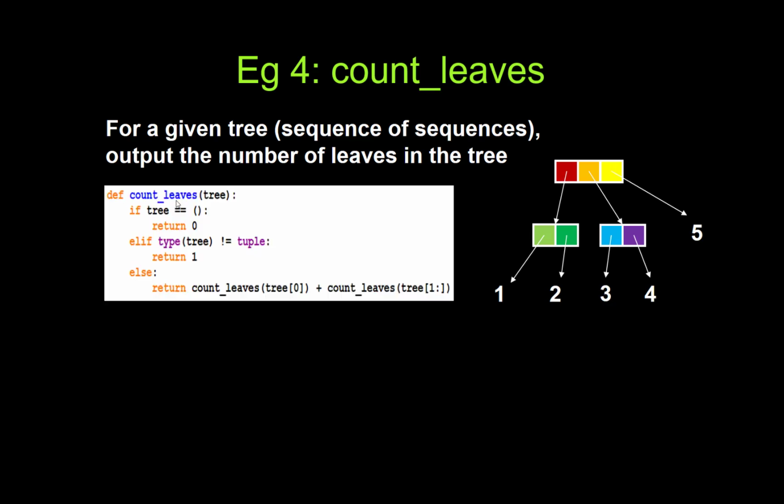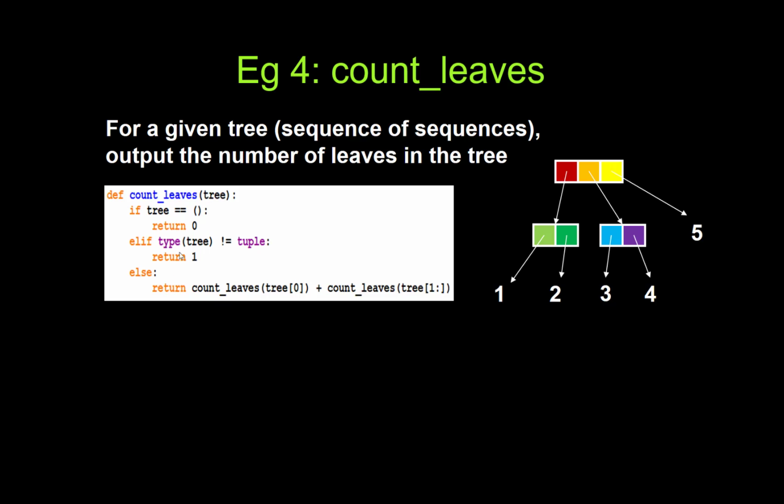Define count_leaves given a tree. If the tree is empty, of course you return 0. Otherwise, if the input type is not a tuple, which means that, as we say, it is no longer a sequence, then this must be a leaf, and you return a 1. Otherwise, you return the count of leaves for the first child plus the count of leaves for the rest of the children. This is the same as before when we were dealing with linear structures. You deal with the first guy, and then you deal with the rest of the guys.